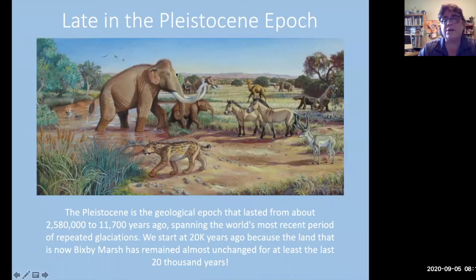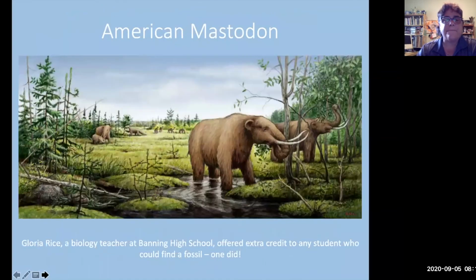But look at the way the land looks. It's still grasslands, it's still wetlands, there's still cattails, there's still cottonwood trees, there's still sycamore trees. This is a mammoth, saber-tooth, small horse, small deer, small camel, and three-toed sloth. So there's all of these animals that were here, but the land looked really, really the same.